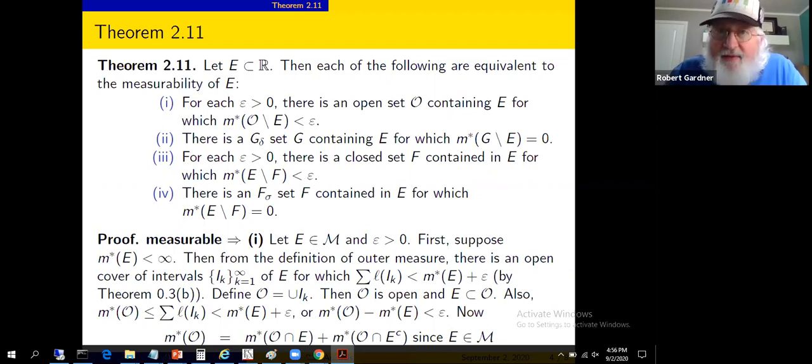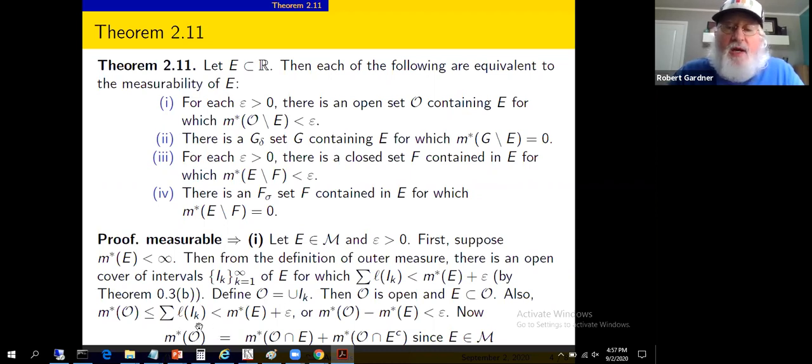All righty, and to have an intuitive feel for it, remember these I sub k's, maybe they're not disjoint. So there's some overlapping going on. If they are disjoint, I would expect to get an equality. I would get an equality if they were disjoint, but we didn't get that here.